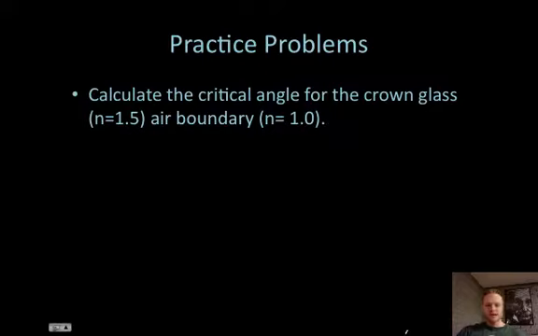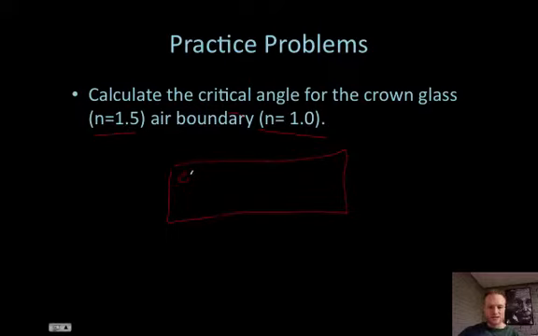Okay, here is a practice problem for you guys. It says calculate the critical angle for crown glass if it has an n, or index of refraction, of 1.5, and it's going from crown glass to air, which has an index of 1. So let's draw this. We have some crown glass here, and we have a light ray headed towards this boundary. And this is air out here.